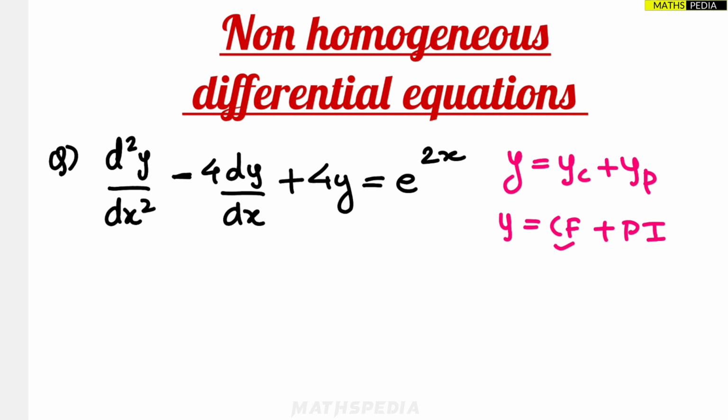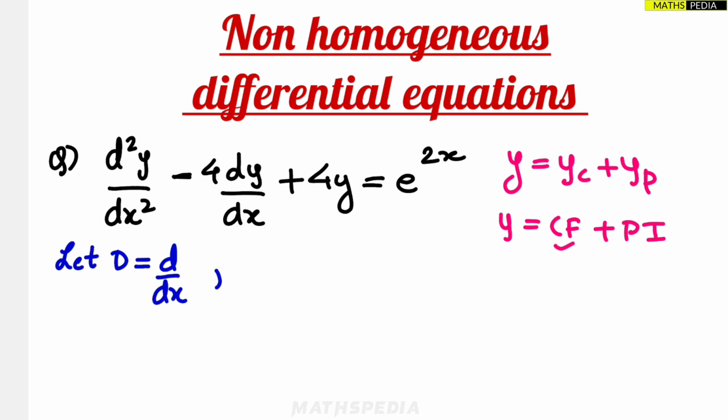So first step, we'll find out the complementary function. For that, let capital D equal d by dx. So in place of d square y by dx square, they will give you y double dash. In place of dy by dx, they will give you y dash. Don't get confused, it's the same thing. Now we have to substitute the value.